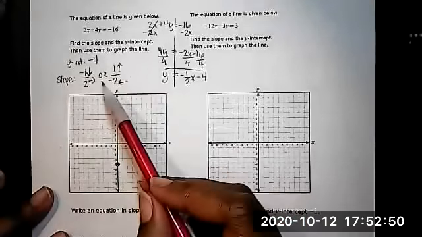So from this point, we'll go down 1, right 2, put a dot there. And then back to the y-intercept, we'll go up 1, left 2, okay? And put a dot there. And that is our graph. Okay, they want you to graph that. There you go.